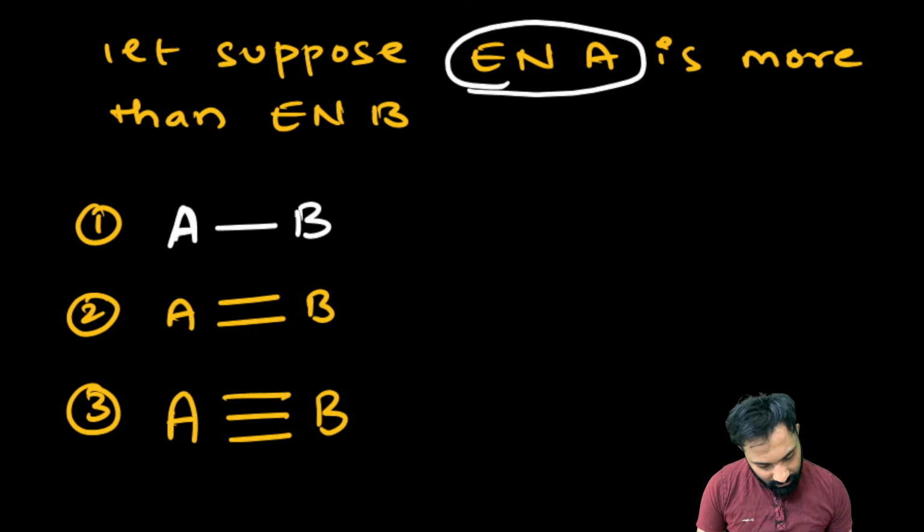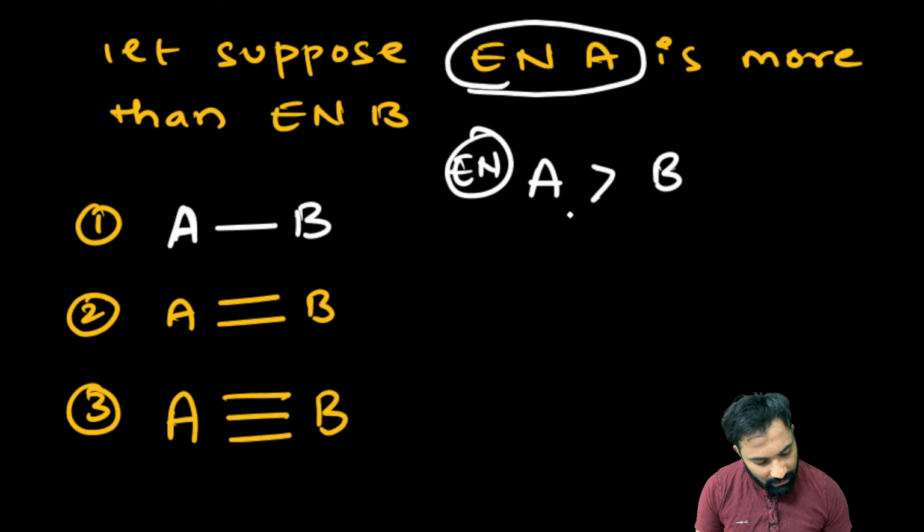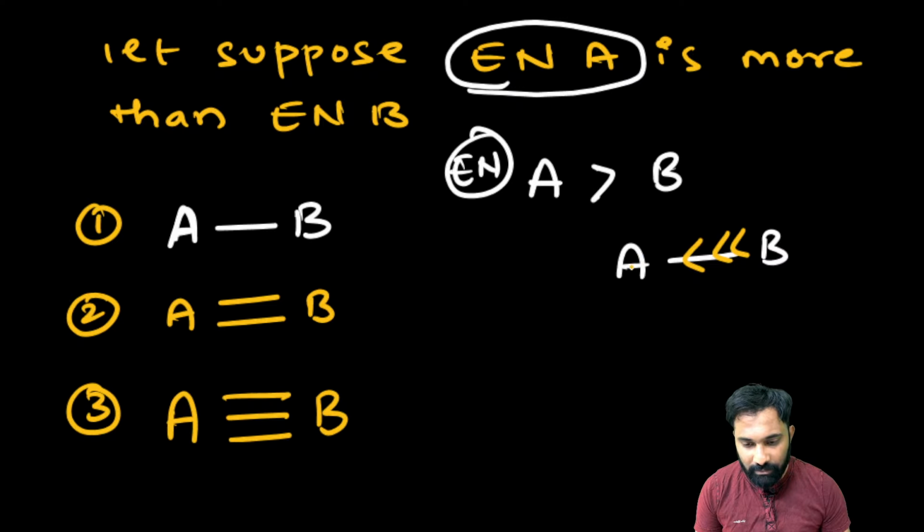Now, see what I said. A is more electronegative than B, right? What is the meaning of electronegativity? Electronegativity means the tendency to pull the bond pair of electrons towards itself. That means from B, electrons are coming to A. When the electrons are coming to A, B is losing the electrons. If B is losing the electrons, it will get the +1.